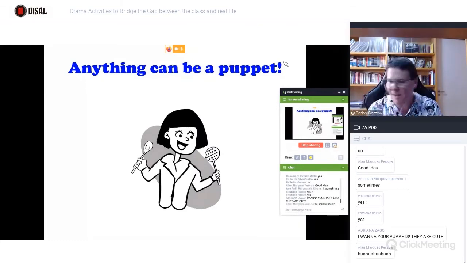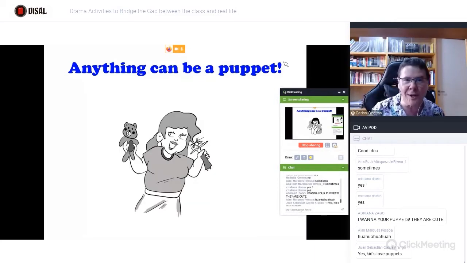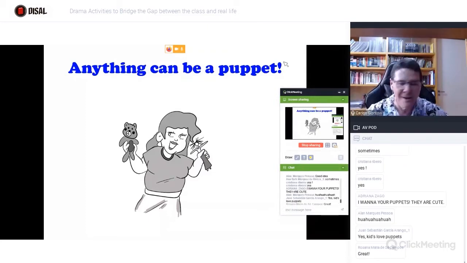There are many different things you can do, right? And students can practice in pairs. If you have Barbie dolls, if you have anything that you use to decorate your house, it can become a puppet. A mouse can be a puppet. A mouse and a bottle. And they can talk like puppets.